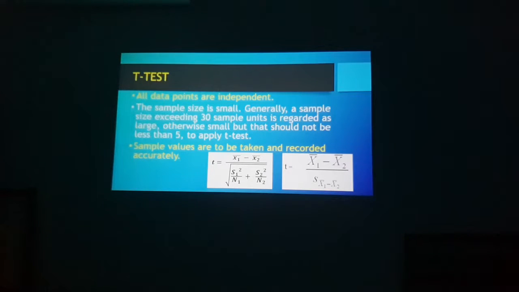The t-test follows the t-distribution, which is appropriate when the sample size is small and the population standard deviation is not known. The shape of a t-distribution is highly affected by the degrees of freedom. The degrees of freedom imply the number of independent observations in a given set of observations. The assumptions of the t-test: all data points are independent, the sample size is small, and sample values are to be taken or recorded accurately.